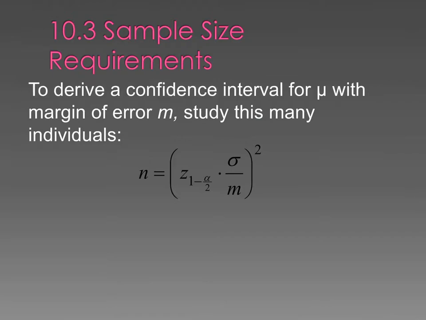Moving on to 10.3, sample size requirements. To derive a confidence interval for mu with a margin of error m, to study how many individuals, this is how many individuals you need, or the sample size required for that confidence interval. Our sample size, n, equals z of 1 minus alpha over 2, which you can always revert back to that chart earlier to determine those values, times sigma over the margin of error, all squared.